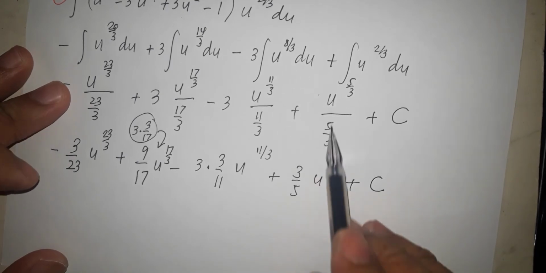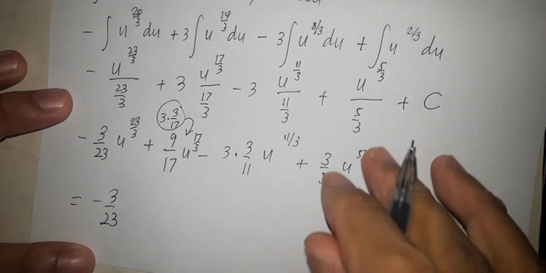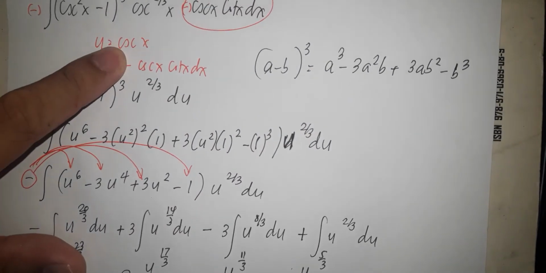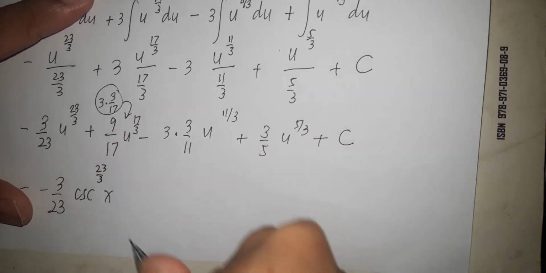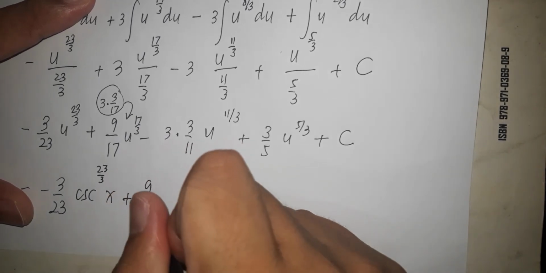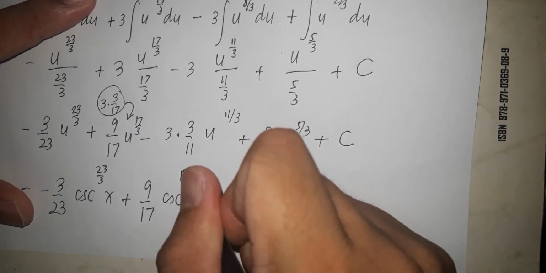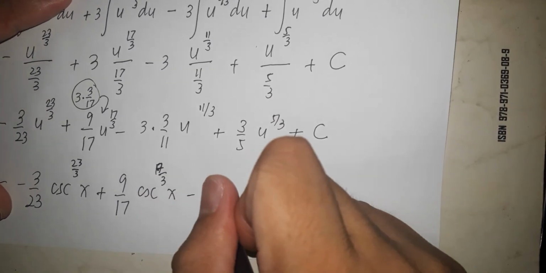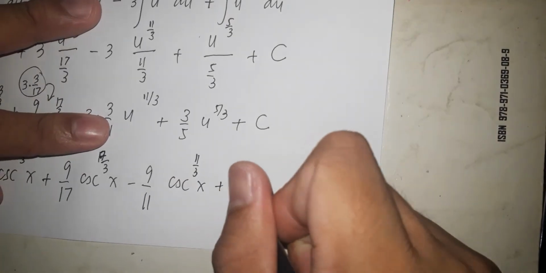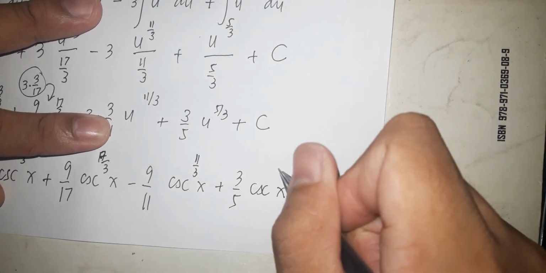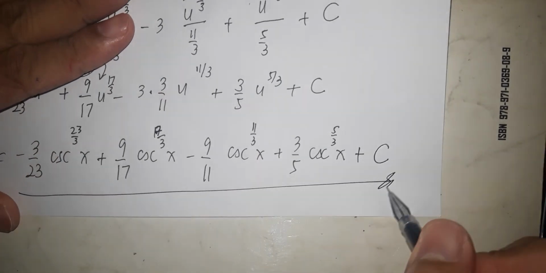Again, multiplying this by the reciprocal of the denominator, that's negative 3/23. u is cosecant of x, so that's cosecant of x raised to 23/3, plus 9/17 cosecant of x raised to 17/3, minus 9/11 cosecant of x raised to 11/3, plus 3/5 cosecant of x raised to 5/3, plus C. So that will be our final answer.